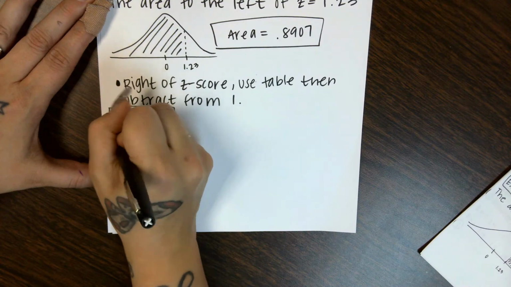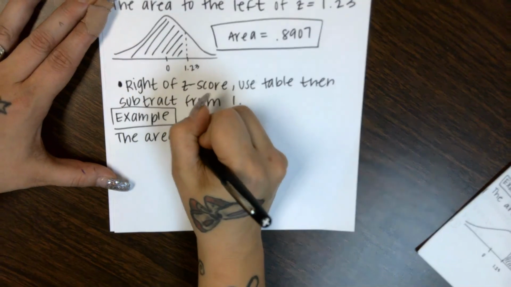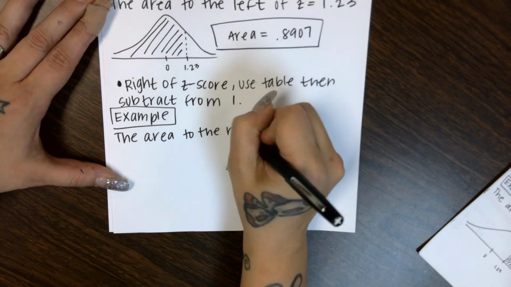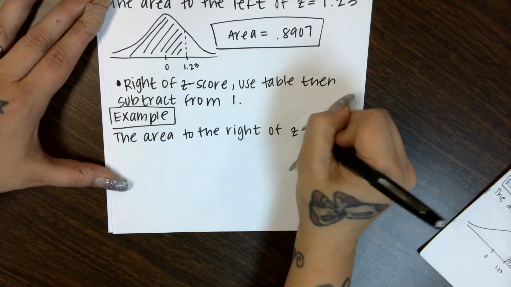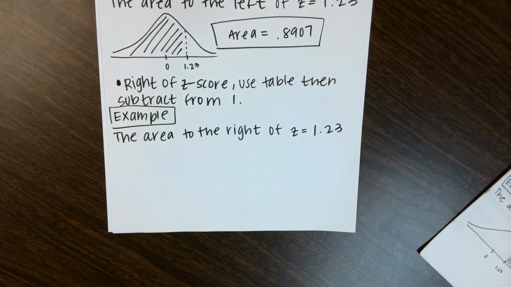I want to find the area to the right of, and I noticed that on the PowerPoint, they just use the exact same thing, z equals 1.23. So I just did the same thing also.